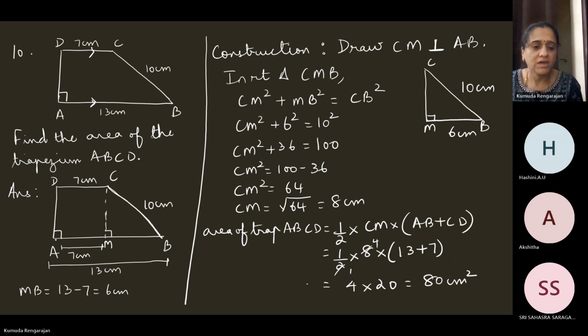Now, AMCD is a rectangle. Opposite sides will be equal. So DC is 7, so AM also will be 7. But it's given that AB is 13. AB is 13, but AM is 7. So MB will be 13 minus 7, 6 centimeters.